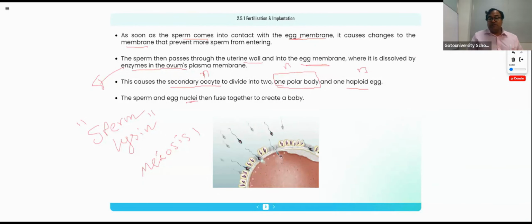The nuclei, the word denotes the plural: the egg nuclei and the sperm nuclei fuse together to create a baby, right? The baby is not coming immediately. Once this fusion is completed, it takes some time of about three gestational episodes. What do you mean by three gestational episodes? First trimester, second trimester, third trimester.